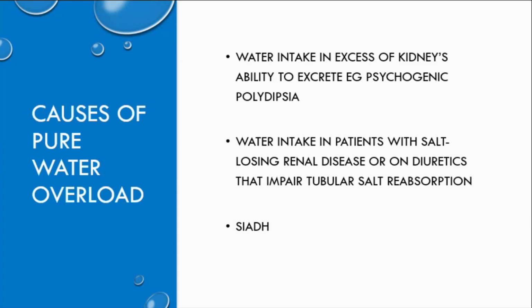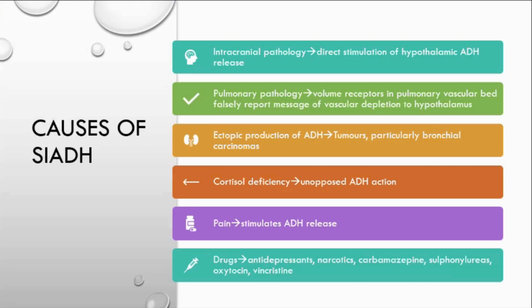And then the other major cause is SIADH. So causes of SIADH, which is the inappropriate release of ADH. So the one is intracranial pathology, because then there's a direct stimulation of the hypothalamus and the ADH release. Pulmonary pathology also causes SIADH because the volume receptors in the pulmonary bed falsely report a message of vascular depletion to the hypothalamus, and that stimulates the ADH.